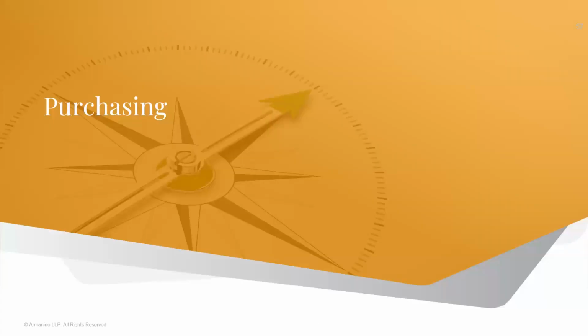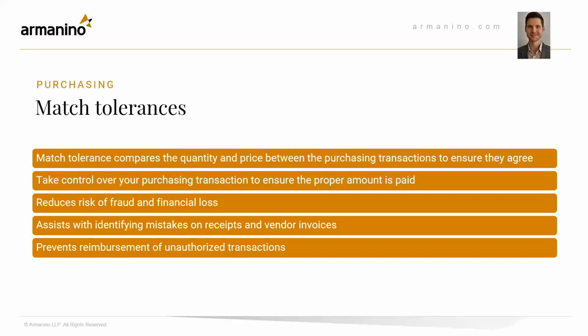And with that, we will move on to purchasing. Thanks. So with purchasing, an enhancement that I'm super excited about is match tolerances. So match tolerances, what it does is it takes the quantity and price between your various purchasing transactions, and it just does a quick check to make sure that everything is in agreement.